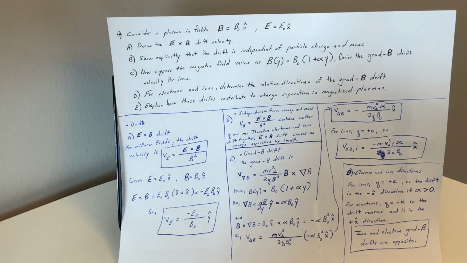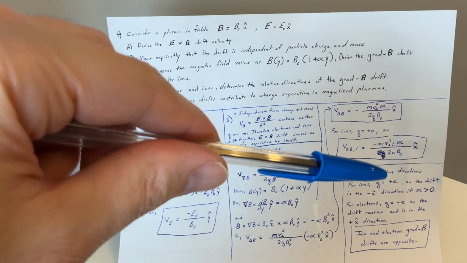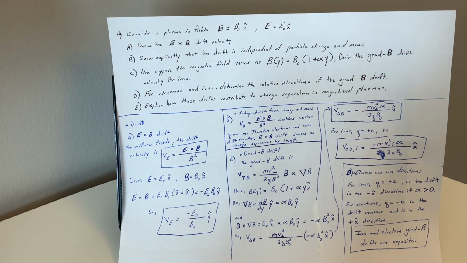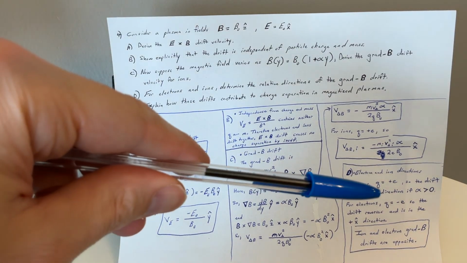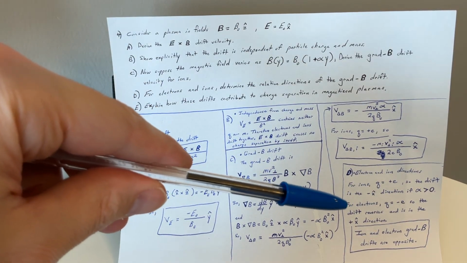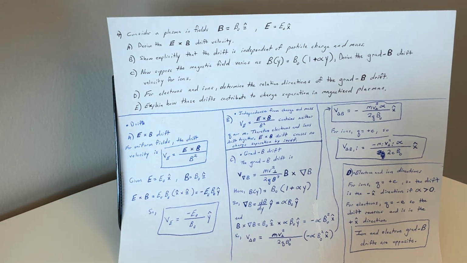So letter D, electron and ion directions. For electrons and ions, determine the relative directions of the grad B drift. For ions, Q equals plus e, so the drift is in the negative x hat direction if alpha is greater than 0. For electrons, Q equals negative e, so the drift reverses and is in the positive x hat direction. So ion and electron grad B drifts are opposites. That would be letter D.